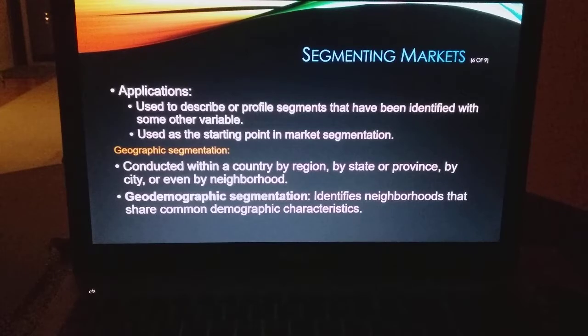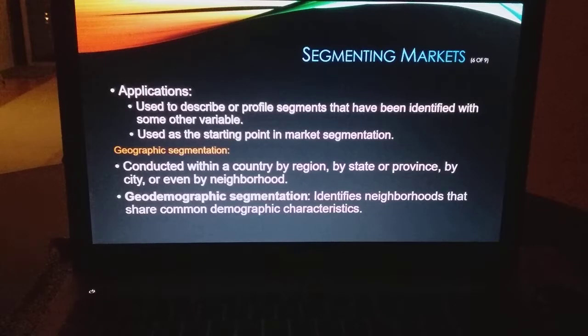Okay, so how would you apply it? You describe profile segments that have been identified with some other variable, say, that fall into a certain demographic that are also, say, athletic or interested in arts and culture, and it's the way you start out. So geographic segmentation can be done by country, region, within a country, by state or province, by city, or even by neighborhood, depending.